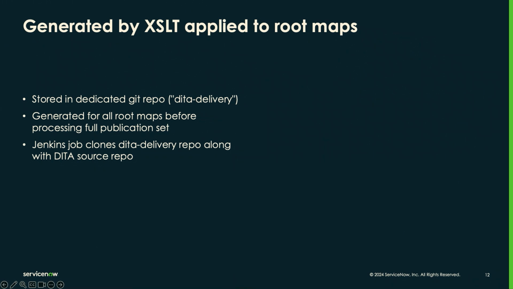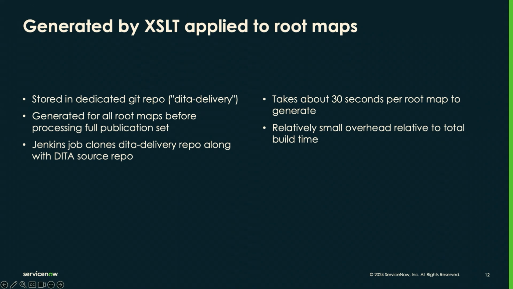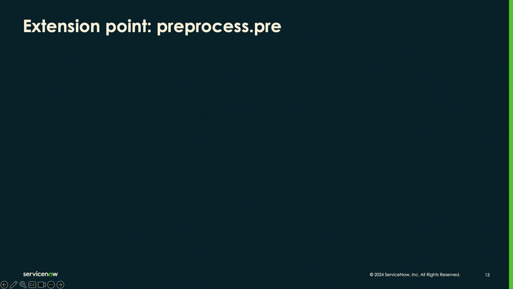We have a Jenkins job that, in our Jenkins jobs that do our publishing, because we use Jenkins to run Open Toolkit to then do our publishing, we just clone our DITA-delivery repository along with the source repo, and then all the stuff is there. And then to generate these delivery key def maps takes about 30 seconds per route map. But we have 60, so it takes about 20 minutes to generate the full set. But still, given it takes about 3 hours to run Open Toolkit across all of our publications and get them loaded onto docs.servicenow.com, that's still a tiny fraction of the total build time. So very small overhead.